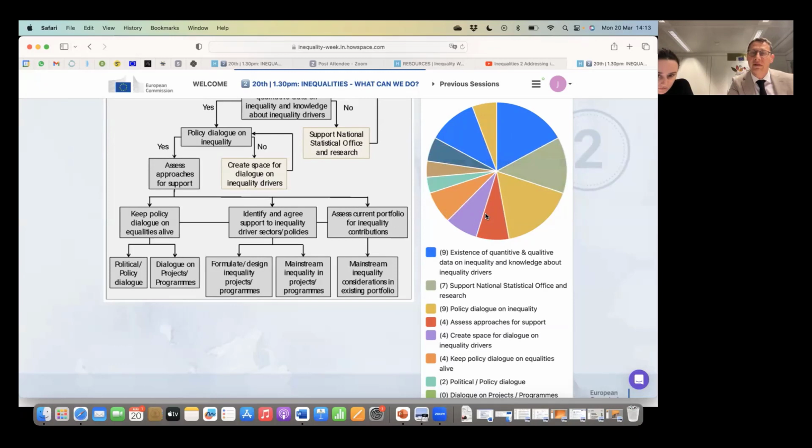So there are other elements that you would be working on. Obviously, you're mentioning mainstreaming inequality in current projects and programs. That's great, because that can both help you understand better and prepare the ground through dialogue and through that better understanding. You're mentioning assessing the approach for support, the type of interventions that can be carried out, creating space for dialogue on inequality drivers, keeping policy dialogue on inequality alive. And then the others, with a bit less focus, are on how to formulate and design inequality in project programs. So we'll have to take a look at that carefully in day 5, because this is very important for us. Through the inequality marker, we can formulate and design inequality projects and programs, or integrate them with addressing specific drivers into our sector and policy support.